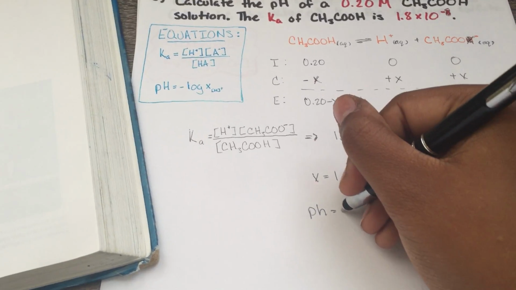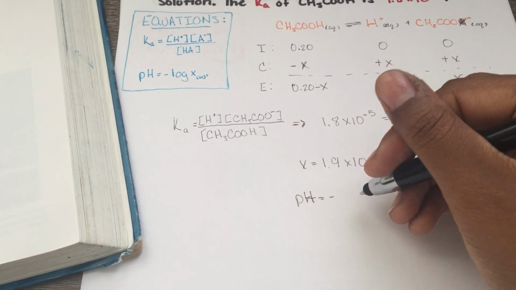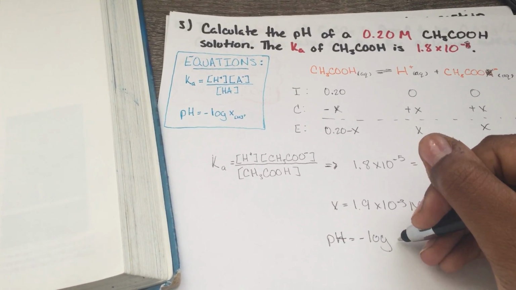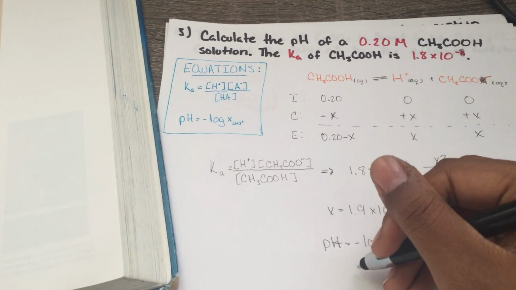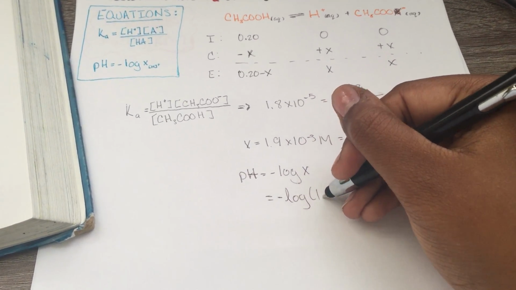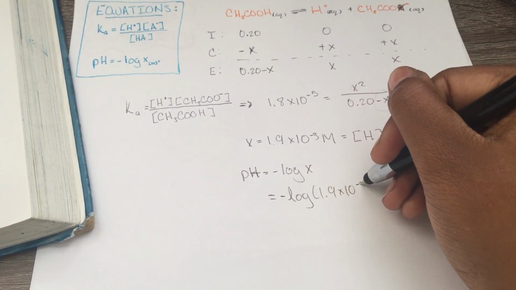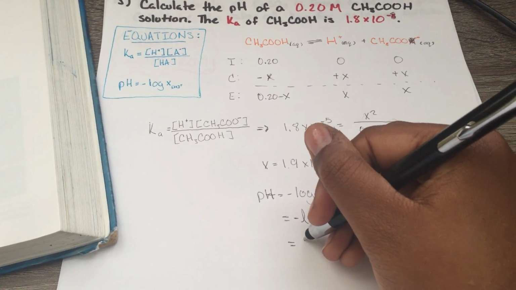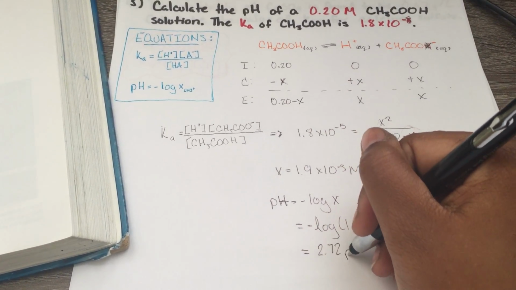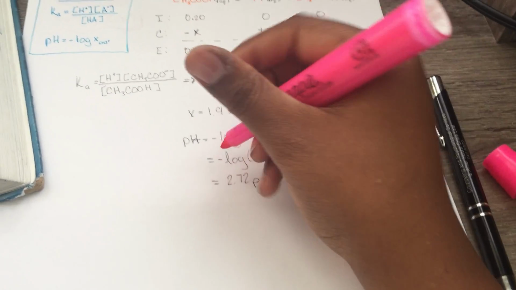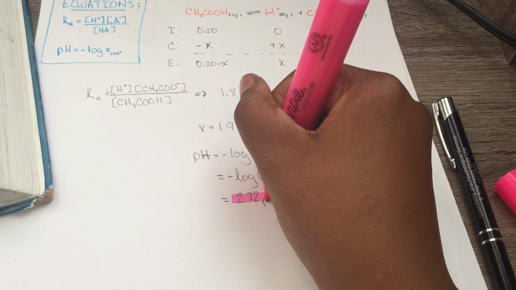So pH is equal to the negative log of, we'll say, x. And our x is equal to 1.9 times 10 to the negative 3rd moles. And once we plug this into our calculators, we have 2.72 pH. And that is the pH of the 0.2 moles of acetic acid.